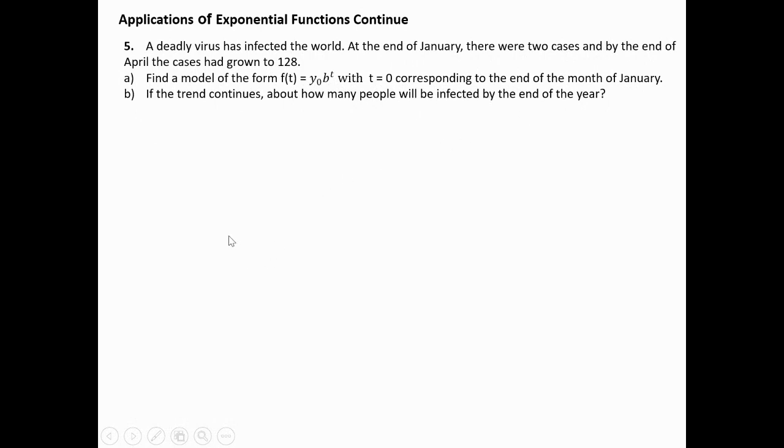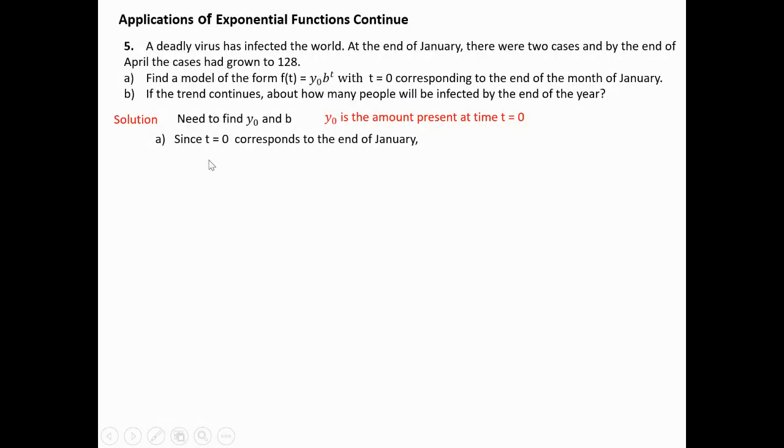Okay, so here, guys, the solution for part A is that I need to find my y naught and my b, and plug them into the formula. This way I have the model. So here, y naught is the amount present at time equals 0, or when the virus just started. So if we go back and read it, a deadly virus has infected the world at the end of January, right? There were 2 cases. So y naught is going to be 2. Since t equals 0 corresponds to the end of January, when there were 2 cases, then y naught equals 2.